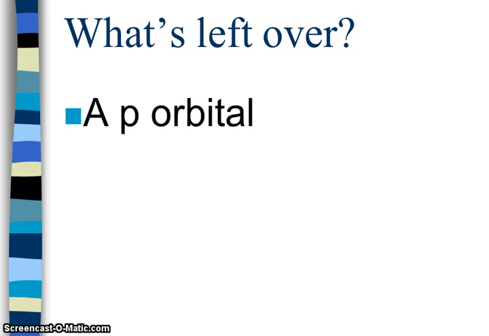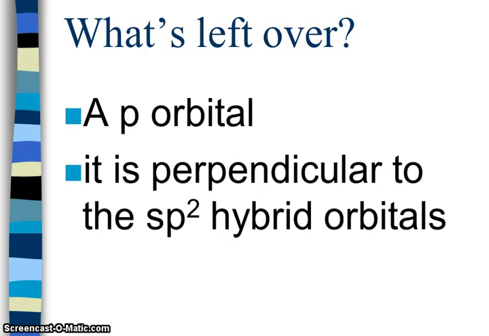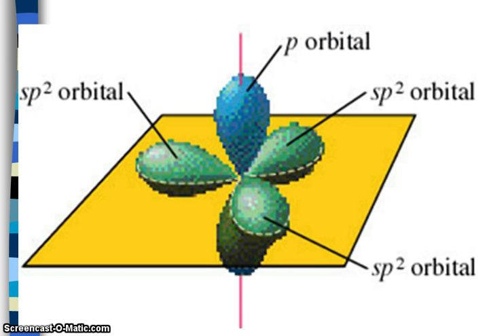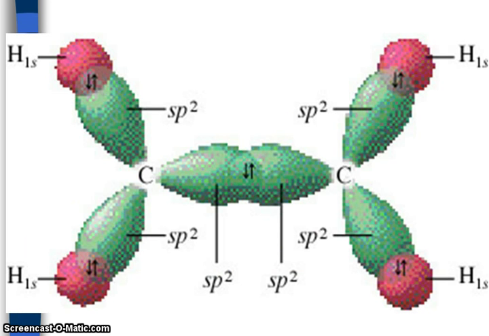But we've got something left over. We've got a p orbital which was not part of the hybridization, and that p orbital is going to be perpendicular to our sp2 hybrid orbitals. So we would have something that looks like this. We've got that yellow plane, which shows us that the three sp2 hybrid orbitals are along the same plane, so that gives us our trigonal planar geometry. But we've got that unhybridized p orbital, which is perpendicular to that plane.